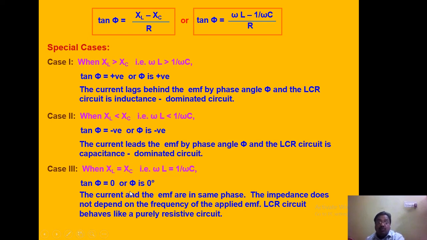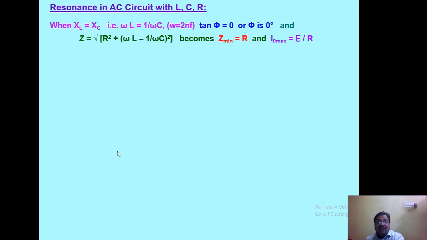At that time, if you put the value of XL minus XC equal to 0 in the expression Z equal to square root of R square plus (XL minus XC) whole square, then obviously we will get Z equal to R. So impedance is independent of XL and XC, means it is independent of the frequency of the applied EMF, and at that time the LCR circuit behaves purely as a resistive circuit. That means even though inductance and capacitance are there, they will have no effect.